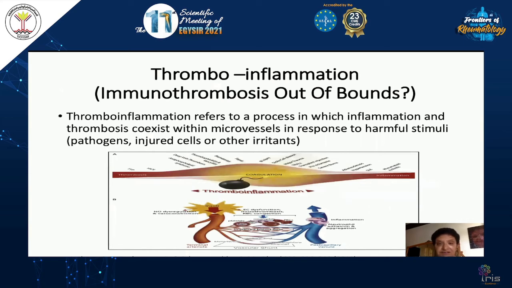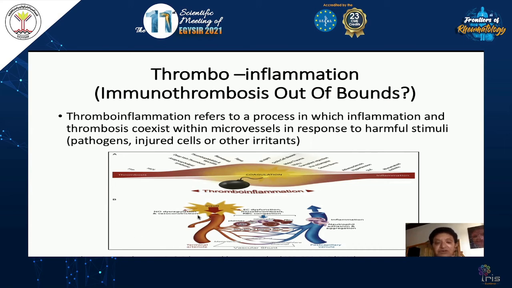However, this is not the case in every case. We can talk about thromboinflammation, which is probably immunothrombosis out of bounds. This is a bomb that is going to explode. As you can see, if there is an insult, especially in the microvessels, thromboinflammation refers to a process in which inflammation and thrombosis coexist within microvessels in response to harmful stimuli.